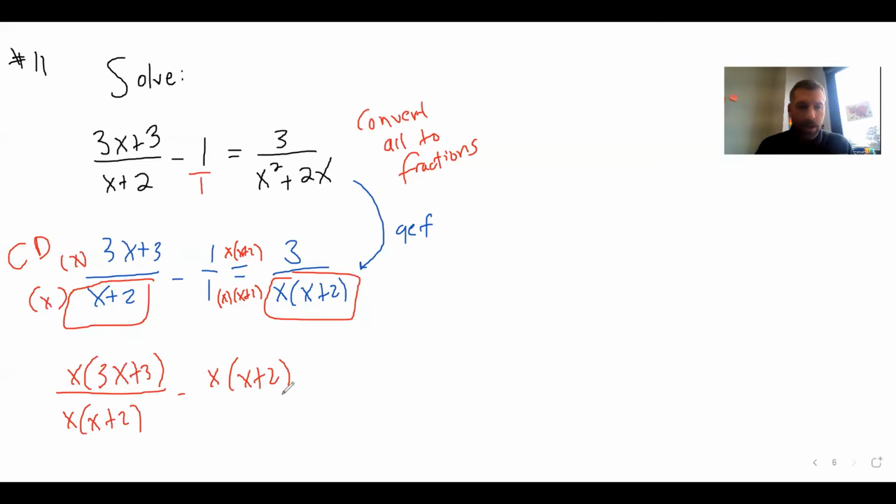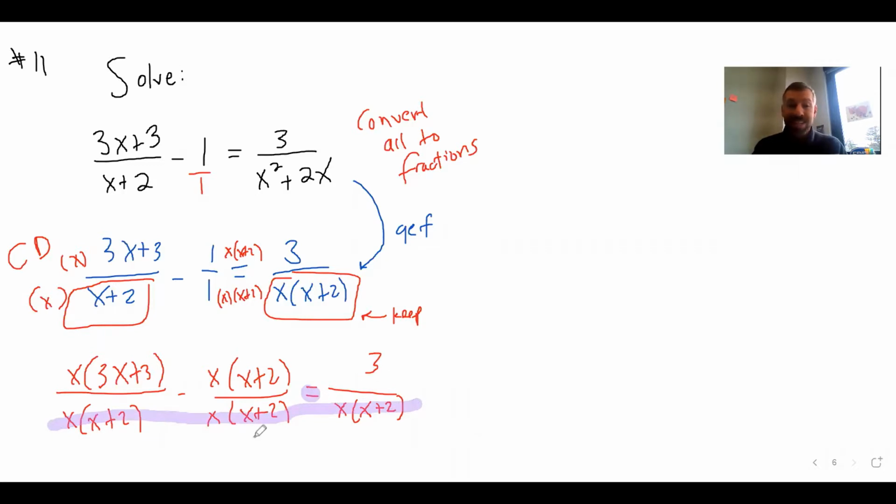X times the quantity, x plus 2, and x times the quantity, x plus 2, equals, I didn't have to do anything to this one. I had to just keep it because it was already set with the right denominator. It had everything. There's nothing that needed to be added. And since I'm solving an equation, and this is much different than the previous problem, now we can go through and cancel all of those out because each fraction has the same denominator.